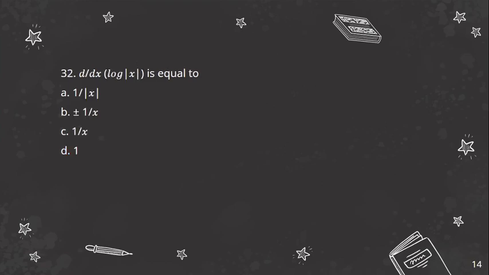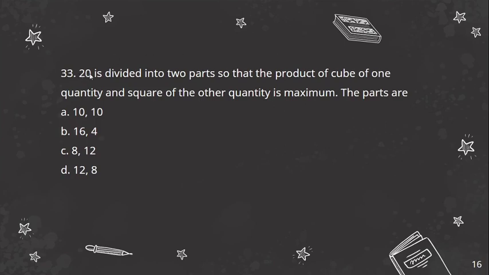Derivative of log modulus x is equal to, its correct answer is option C. 33. 20 is divided into two parts so that the product of the cube of one quantity and the square of the other quantity is maximum. This question is of maximum and minimum. Its correct answer is option D.